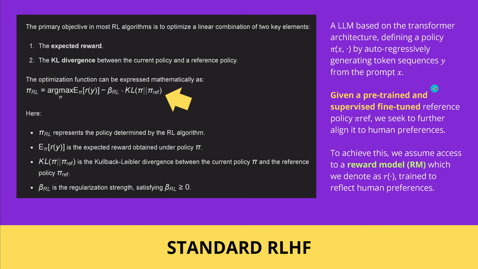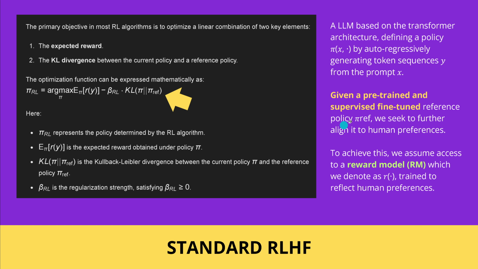But now, if we want to go further, we really have to understand the standard reinforcement learning by human feedback. So, you remember from my videos? The primary objective is just to optimize a linear combination of 2 elements: the expected reward and the Kullback-Leibler divergence between a current policy and a reference policy. And these are the all-defining formulas. You have all the beautiful elements with the expected rewards, the Kullback-Leibler divergence, and the regularization strength that you can choose. But remember, pi here, in reinforcement learning, represents the policy determined by the reinforcement learning algorithm.